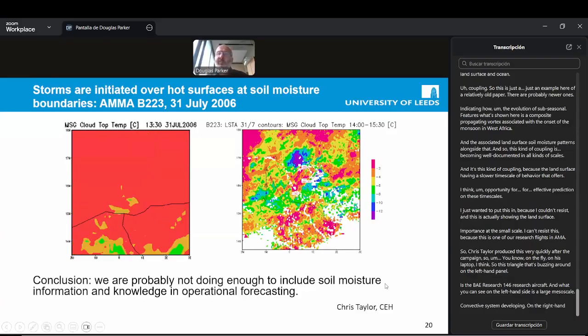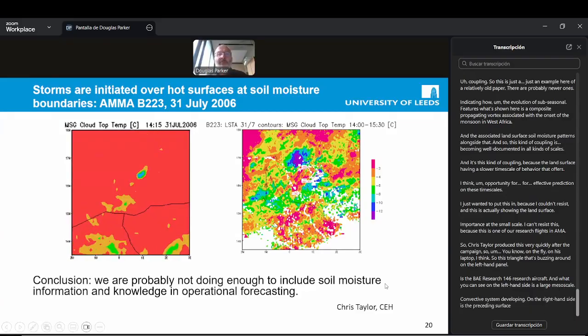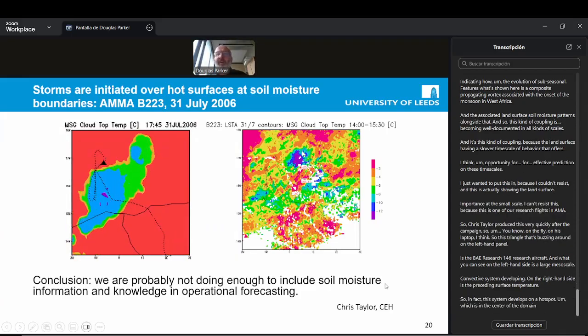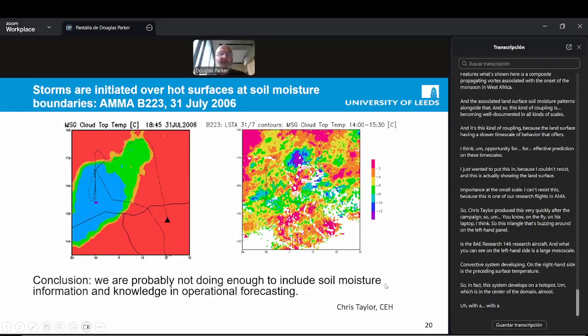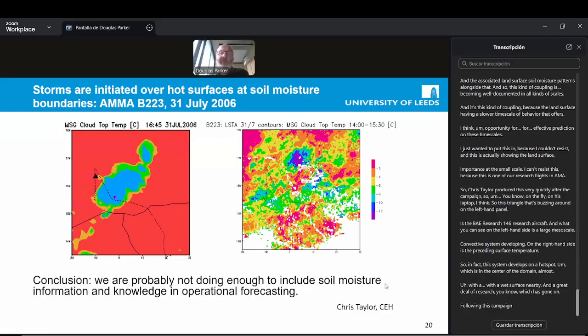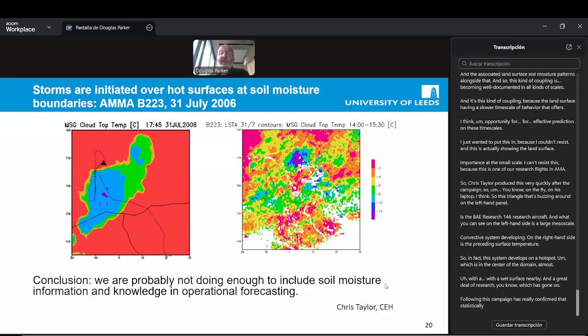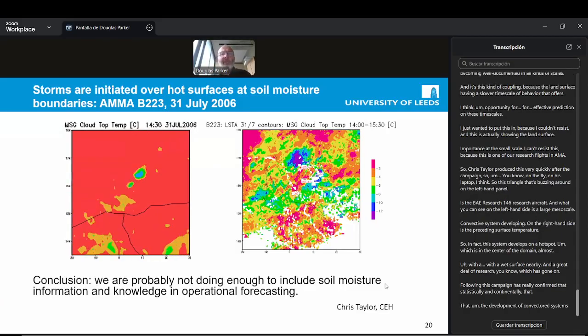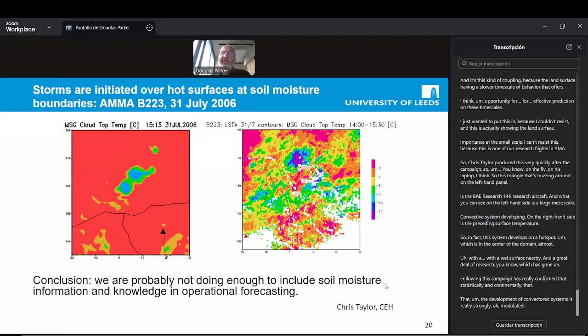On the right-hand side is the preceding surface temperature. So in fact, this system develops on a hotspot, which is in the center of the domain almost, with a wet surface nearby. And a great deal of research which has gone on following this campaign has really confirmed, statistically and continentally, that the development of convective systems is really strongly modulated by the land surface.